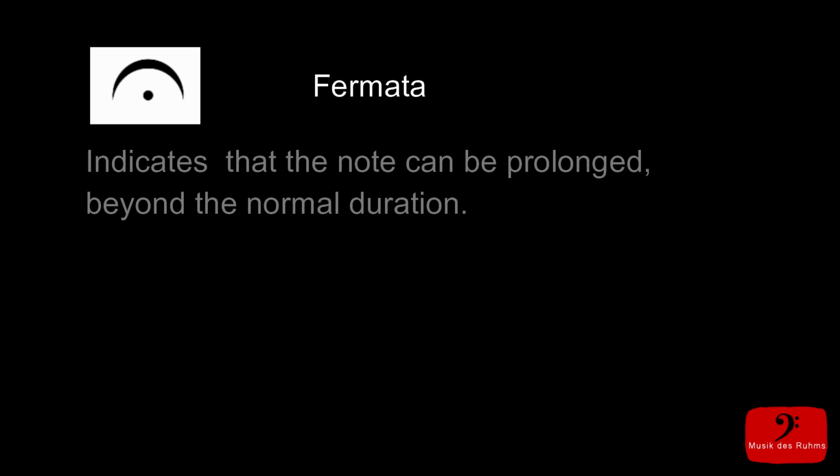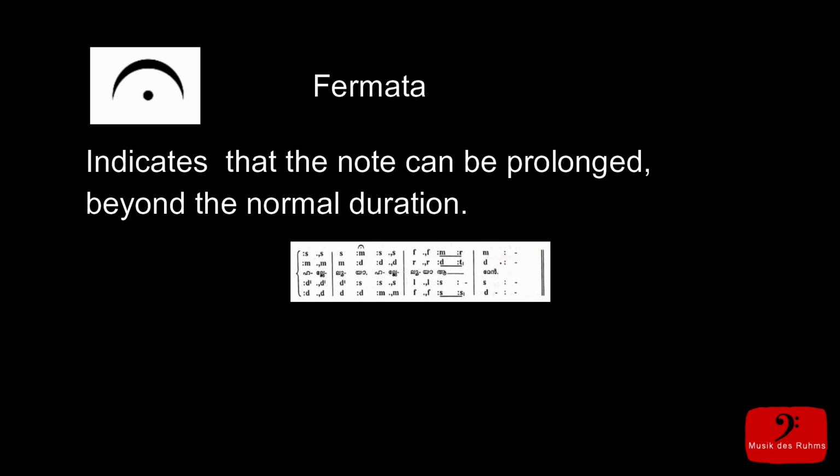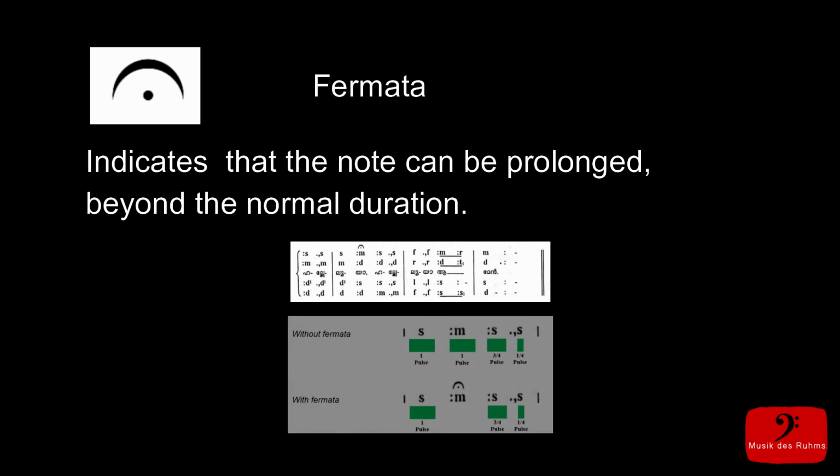There is one symbol related to time signature in the Songs for Worship Songbook. This symbol is called fermata. Fermata is a musical notation indicating that the note can be prolonged beyond the normal duration. See the fourth section of song number 9, first tune. Usually the note with fermata is prolonged for 1 or 2 pulses.